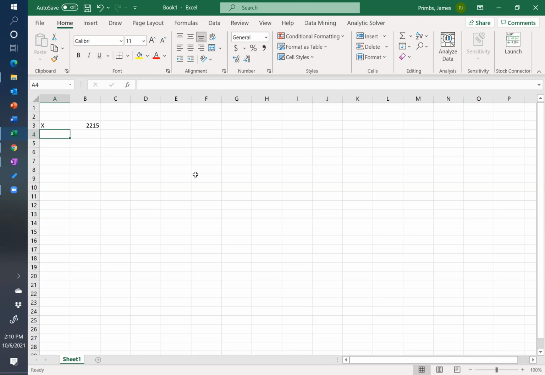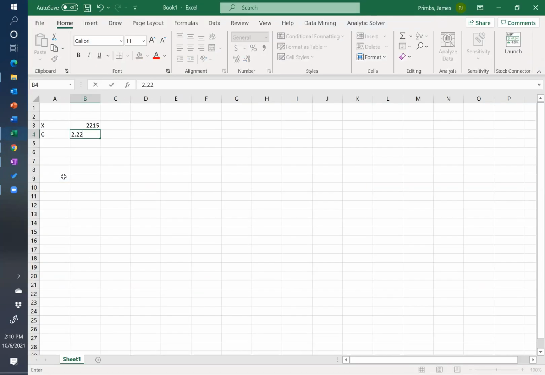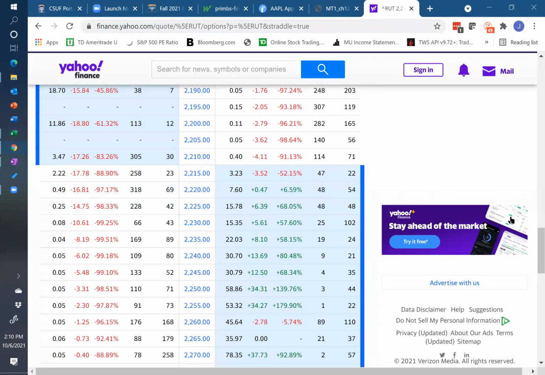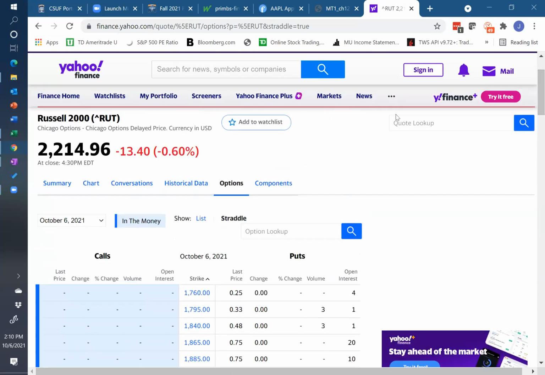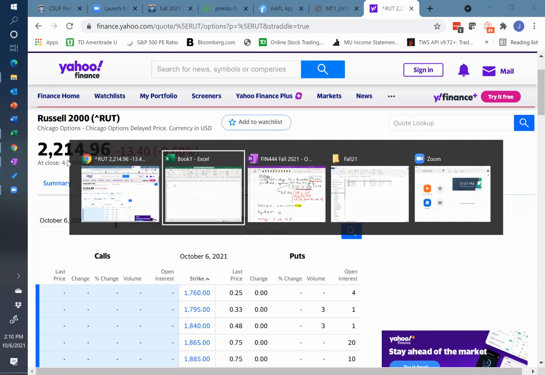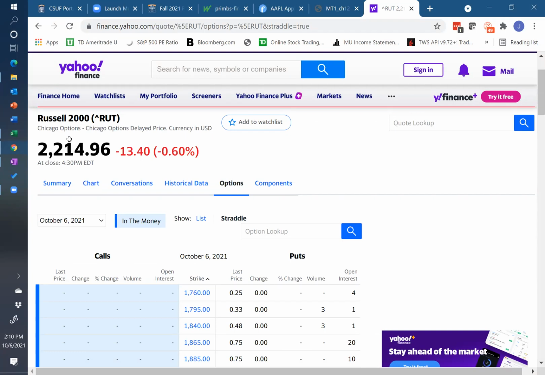All right, which one do you want to? We can solve for the... Let's put in the call. Okay, so the call 2215 is $2.22. Let's not even look at the put first. What is the price? Okay, 2214.96. So this would be S0. Did I get that down right? 2214.96.